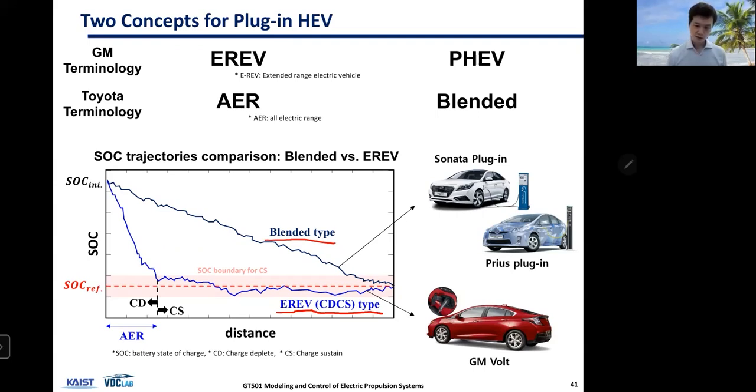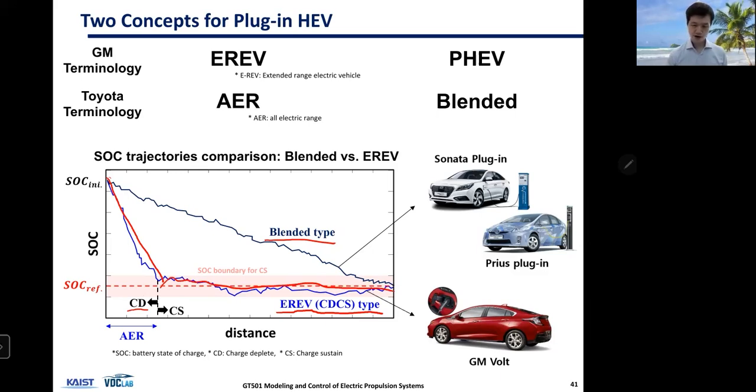larger motor and battery, and when I say larger, usually that means power, okay, in this case, and if you have enough power from the motor and the battery, then if your battery is charged, you can operate as an EV, which is this case, charge depleting mode. And then once you deplete your charge, then you can operate it as a charge sustaining mode, okay?